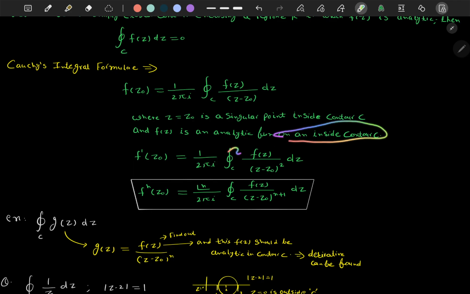If the singular point is lying inside the contour C and the function is analytic on and inside contour C, then what will happen? The first derivative of that function at that point, f prime of z0, will be 1 by 2 pi iota times the closed integration over that closed contour of f(z) by (z minus z naught) square dz. We have to remember it. Similarly, the nth derivative of that function will be n factorial by 2 pi iota times the integral of f(z) by (z minus z naught) raised to the power n plus 1 dz.